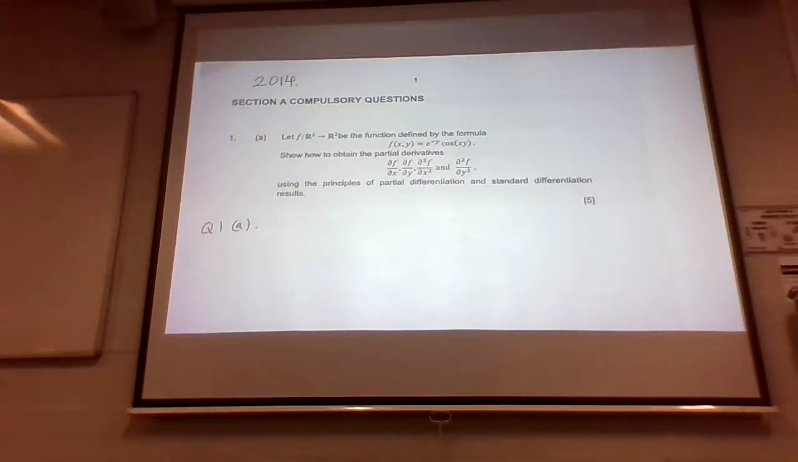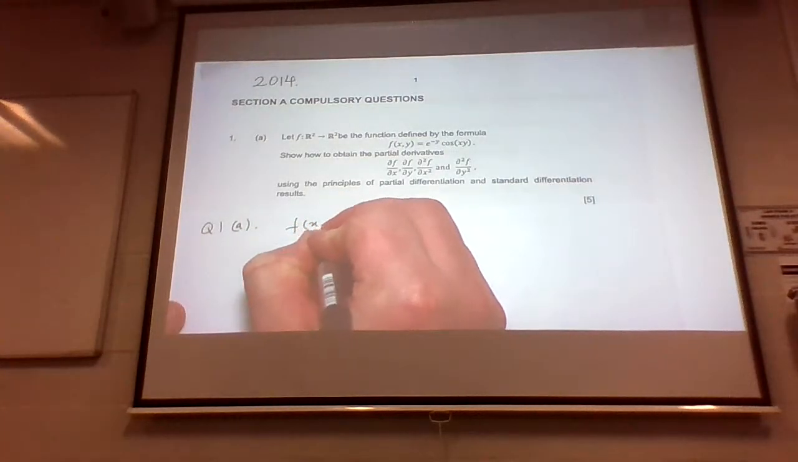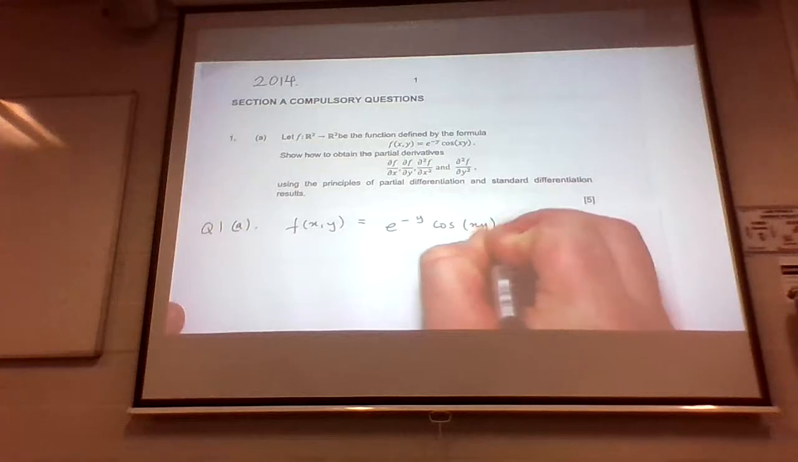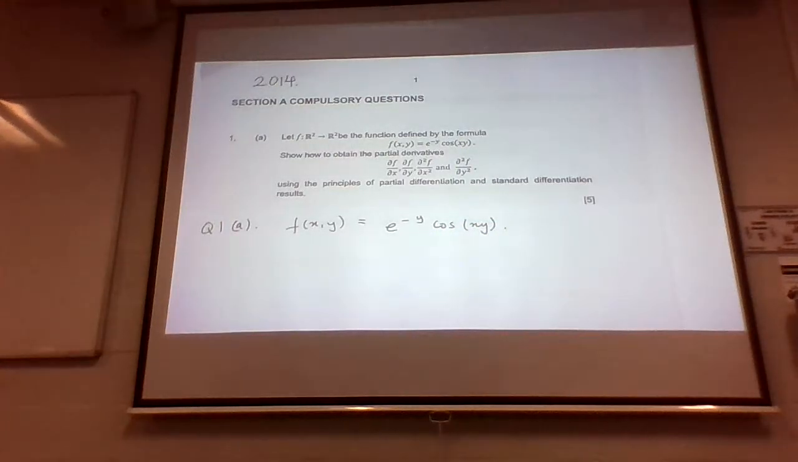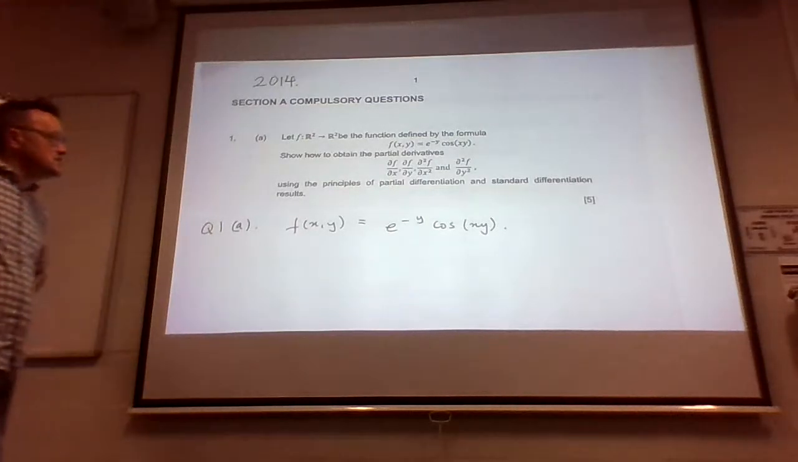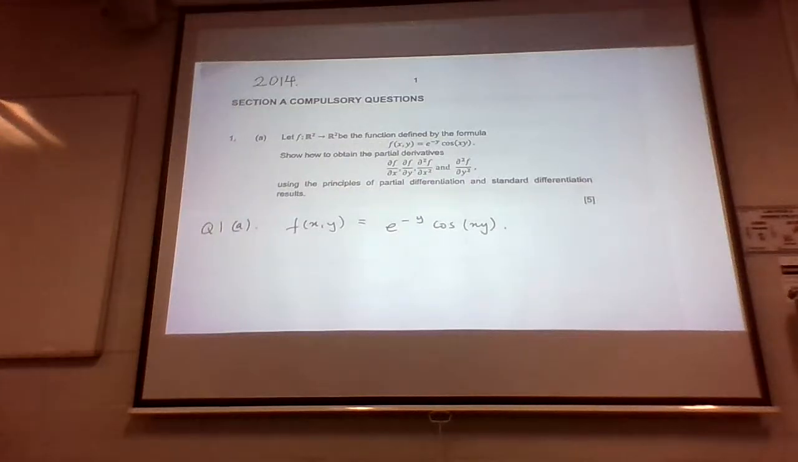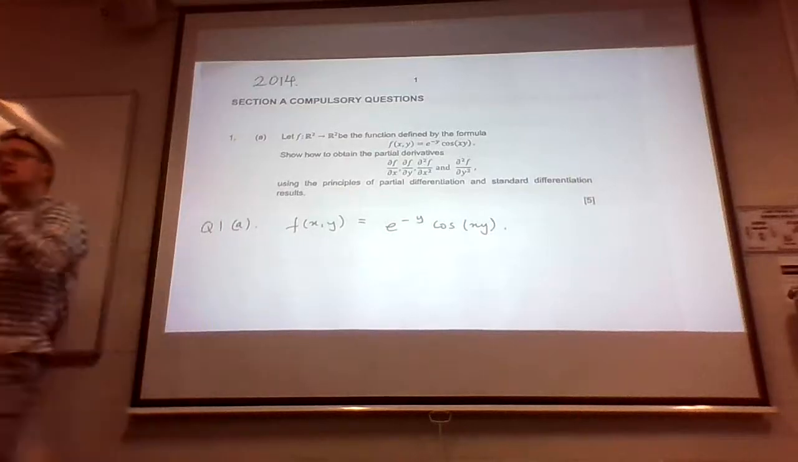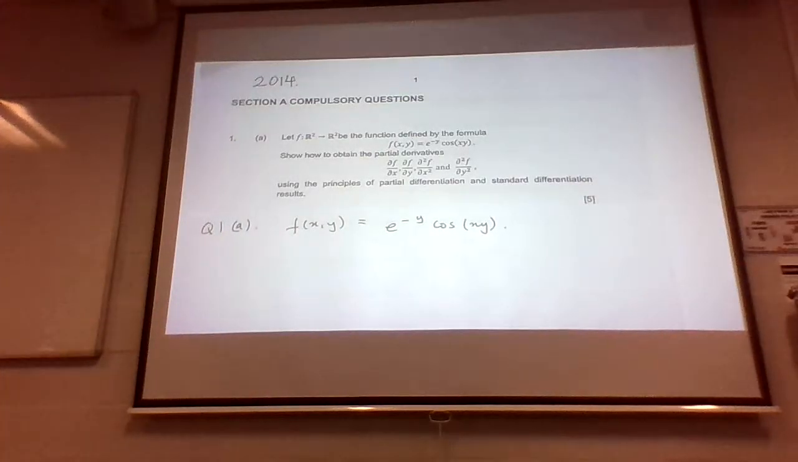Okay. So we're given a function here, f of xy. It's moderately complex. It's e to the minus y times the cosine of x times y. And we're asked for these 4 partial derivatives. It just says show how to obtain these using the principles of partial differentiation and standard differentiation results. So you're not being asked to do it from the original limit definition of the partial derivative that we did at the very beginning. We're just using the principle of partial differentiation, the key one where you're differentiating with respect to one variable, you treat the other variables as constants.